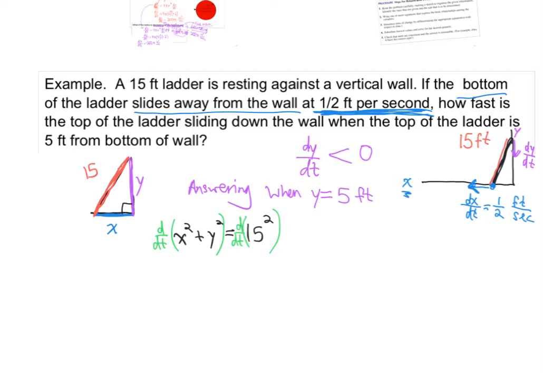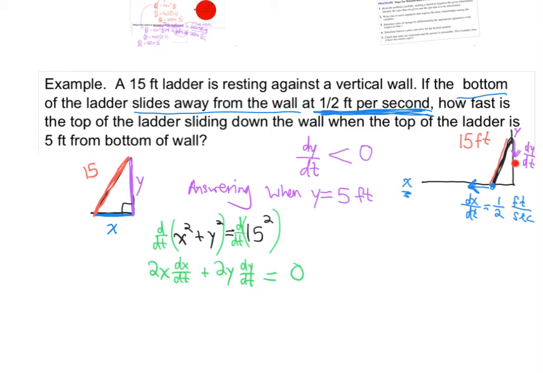All right. I'm assuming you tried it. So what we would get is 2x dx/dt plus 2y dy/dt equals 0, since 15 squared is just a constant. All right, let's see, what do we know? We know dx/dt. We know that y is going to be 5 feet in this particular situation that they're asking about.